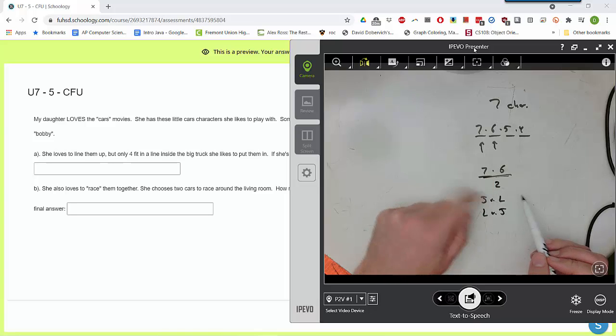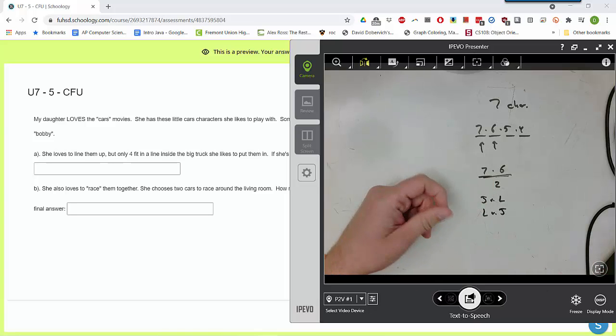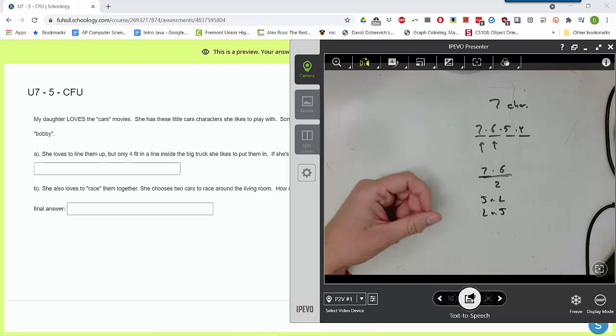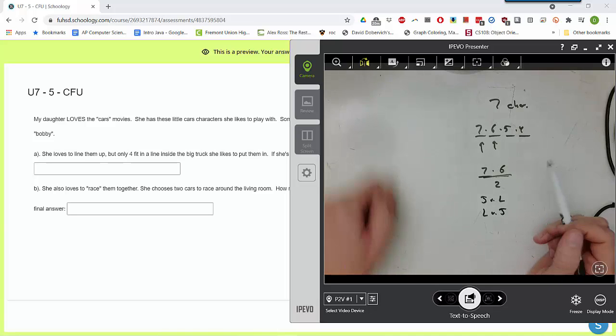Dad, I came here. Oh, here she is. Yeah? I came here because I heard you talking about Lightning McQueen. Yeah. She heard me talking about Lightning McQueen. Okay.